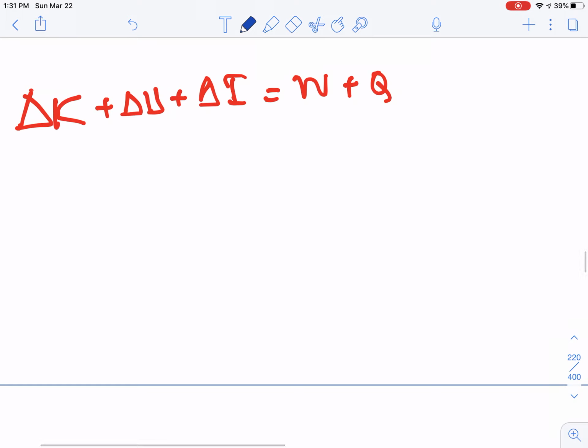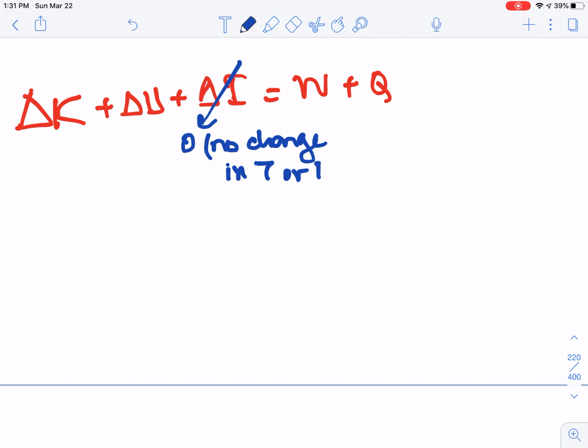What about delta I? That's going to go to 0, right? And let's explain why. Again, no change in temperature T or pressure P. So at the molecular level, we don't have any change. So we're writing that down. And the work term is something we skip and look at closer in the next step. Heat is also 0 because there's no heat added or subtracted.